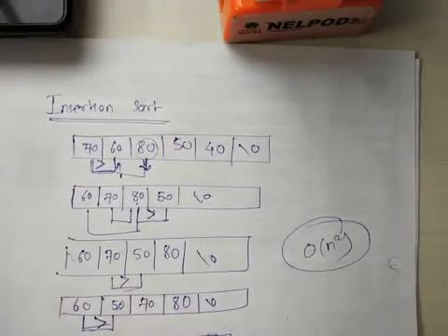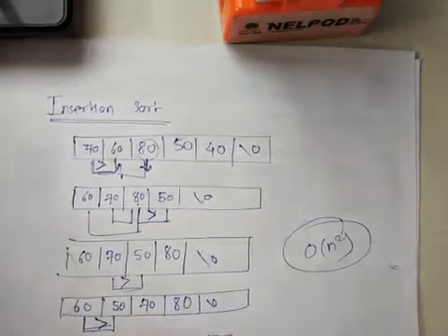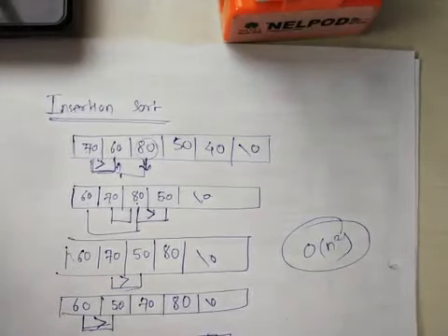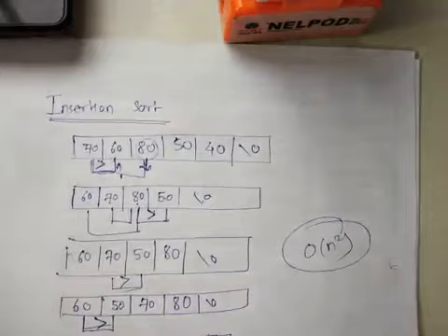Its space complexity is low. Like bubble sort, insertion sort also requires a single additional memory space. And it is a stable sorting technique as it does not change the relative order of elements which are equal. So this is all about the insertion sort algorithm. In the next video we are going to see the selection sort algorithm.